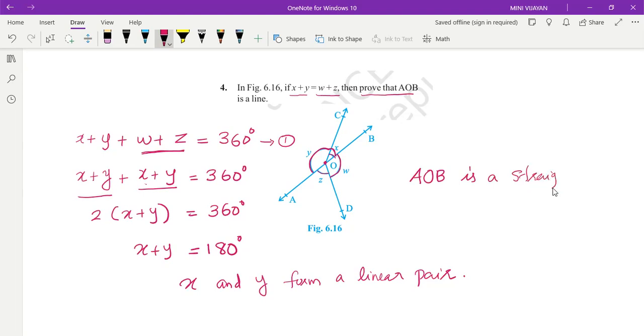So, this is how we have to prove this. I hope you don't get confused in this question, it is clear.